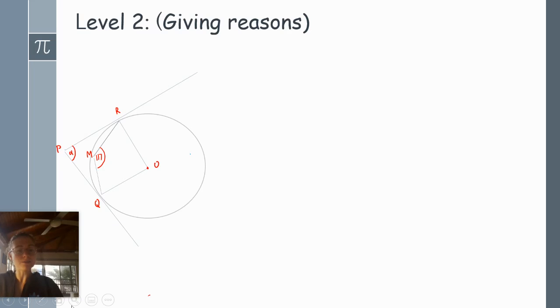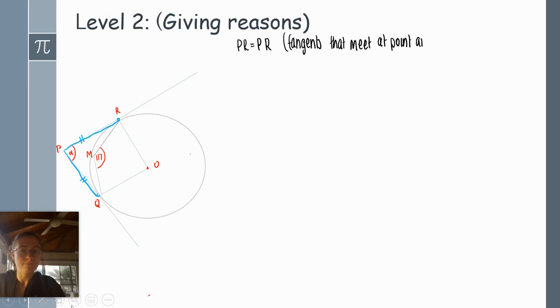Okay, this one has a little bit more information. So we've got to find alpha giving reasons. First thing I notice is that PR is going to be equal to PQ. Why? Because like we said, tangents that intersect at a point to their circumference respectively are going to be equal. Right, what else do you know?